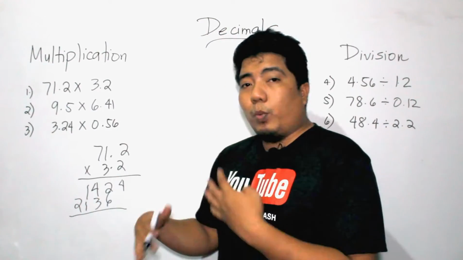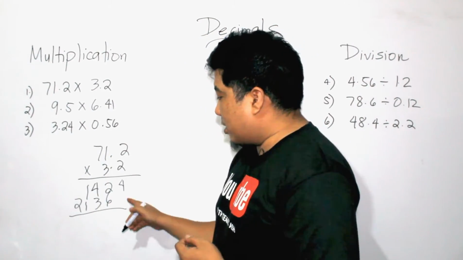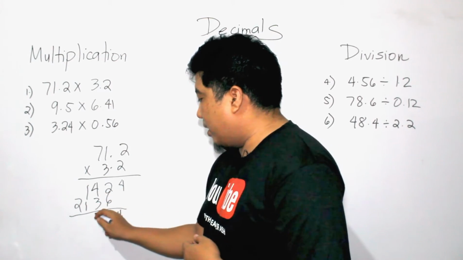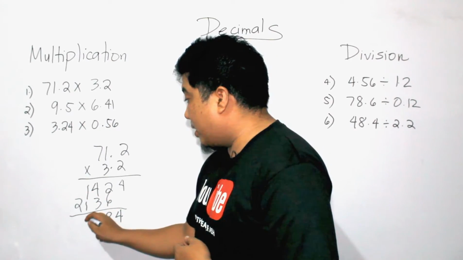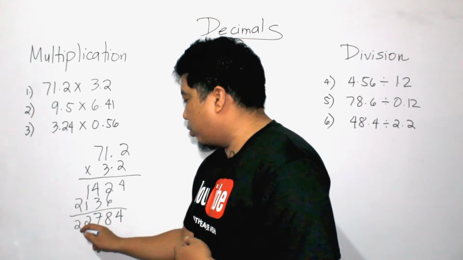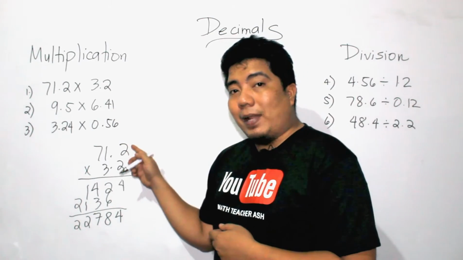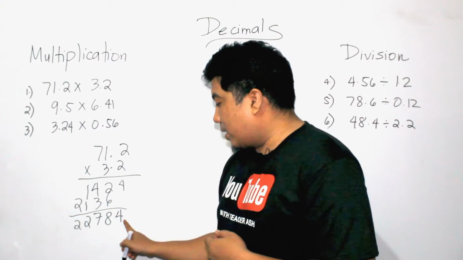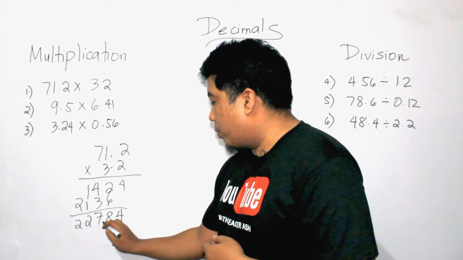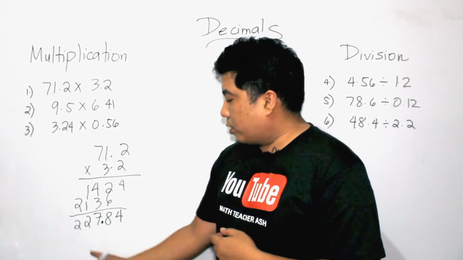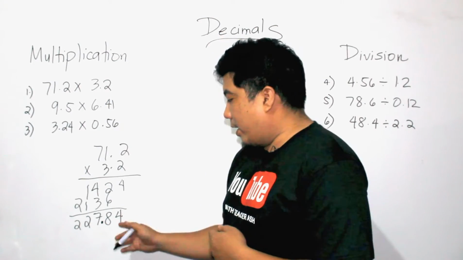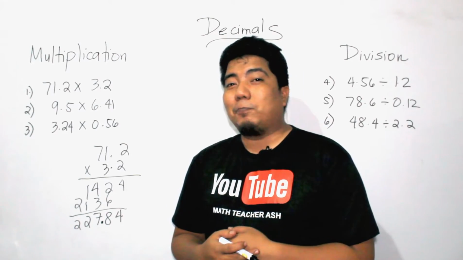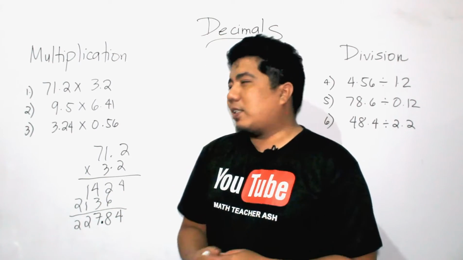Now, after that, you will add all the products. So, 4. 6 plus 2, that is 8. 4 plus 3, that is 7. 1 plus 1, that is 2. And then bring down 2. Since we have 2 decimal places here, we will move our decimal point 2 digits, and our decimal point will be here. So that is 227 and 84 hundredths, or 227.84. Easy, right?